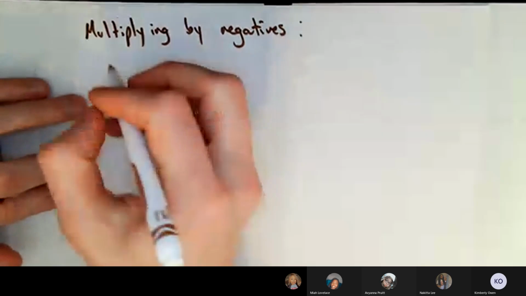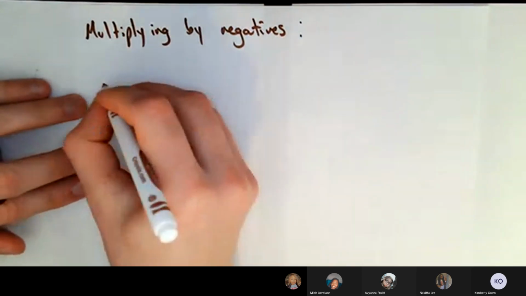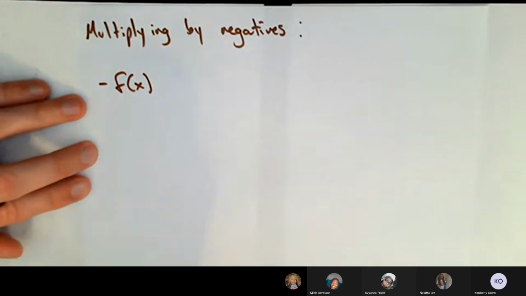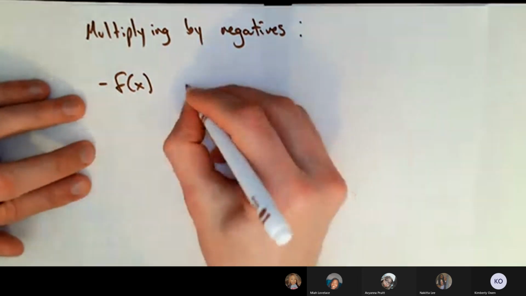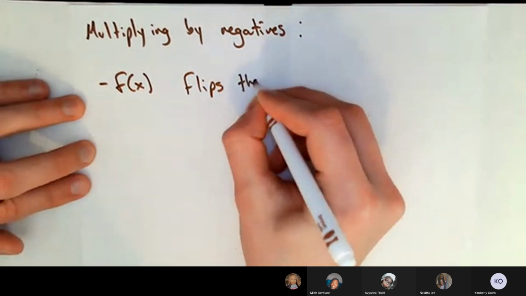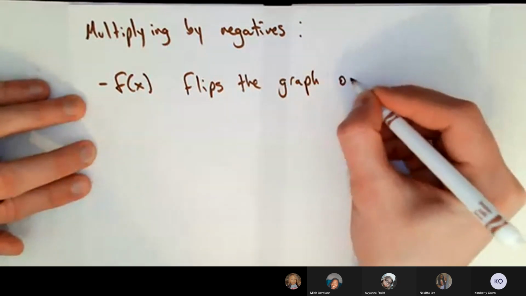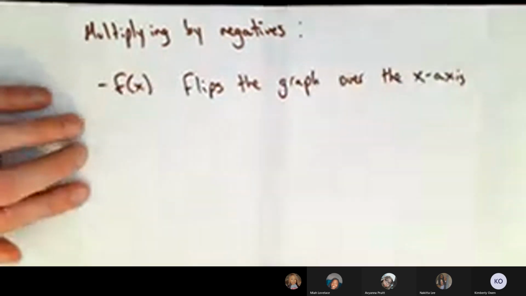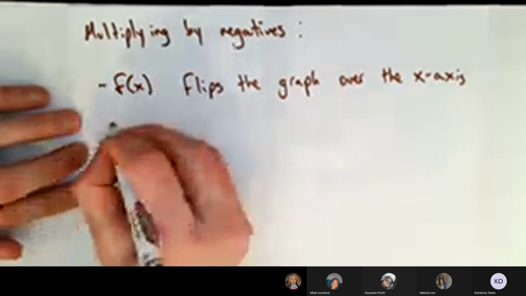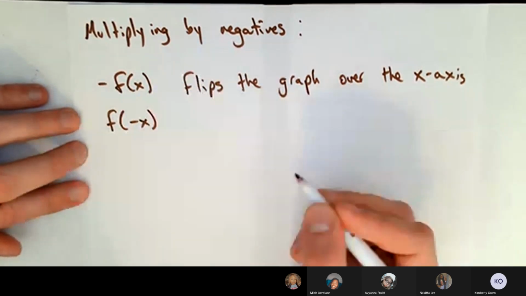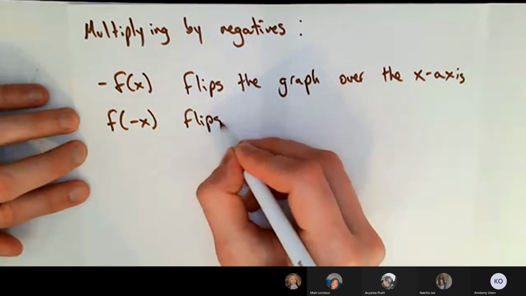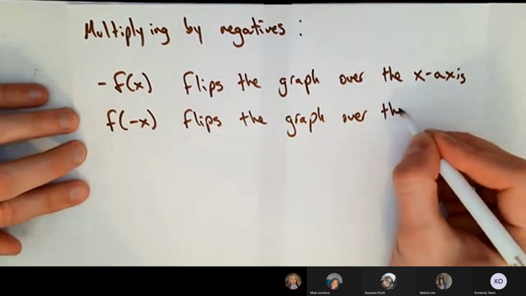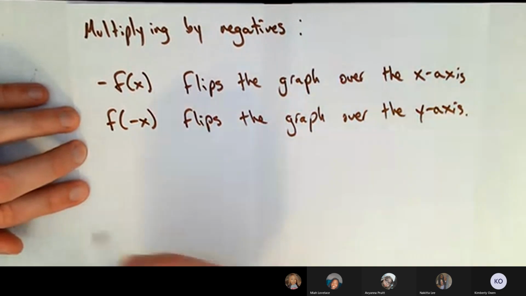Multiplying by negatives. So say we have a base function f of x. What does negative f of x do? A negative on the outside of the base function, what does that do? It flips the graph over the x-axis. A negative inside the base function flips the graph over the y-axis.